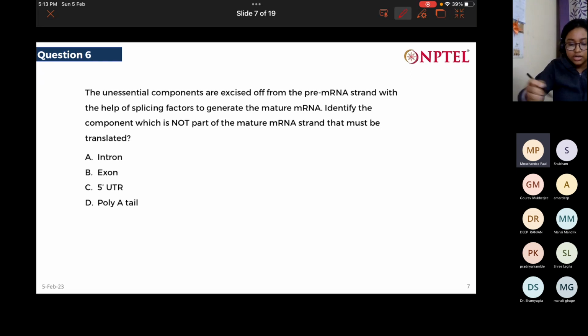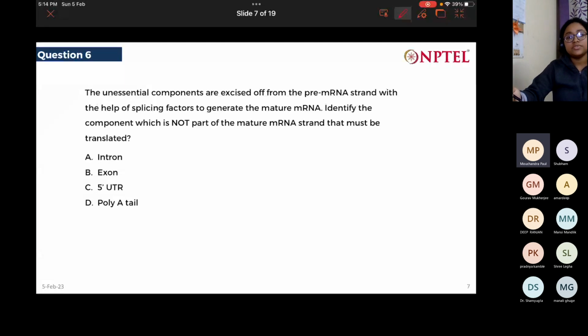An essential and unessential component are excised off from the pre-mRNA strand with the help of splicing factors to generate the mature mRNA. Now identify the component which is not part of the mature mRNA strand that must be translated. So this question is based on the concept of splicing that happens just after transcription.